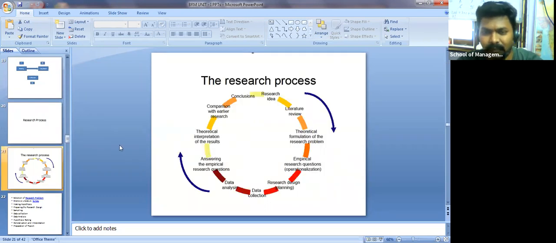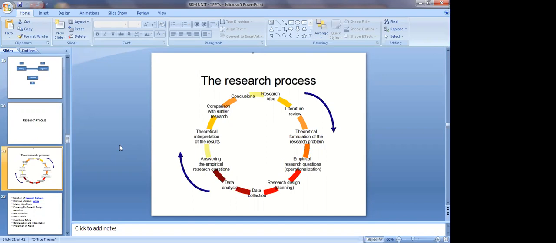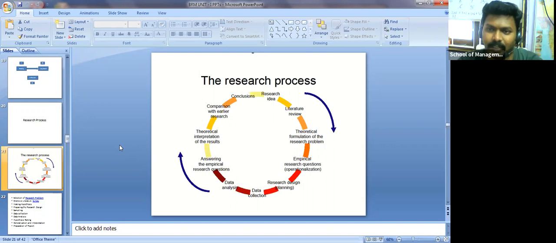So I think we discussed this particular process, right? We stopped up to here in this slide, the research process. It starts with a research idea, and then next it will go ahead with the review of literature, then theoretical formulation of the research problem, then empirical research questions, after which we come up with the research design, then after research design, data collection.